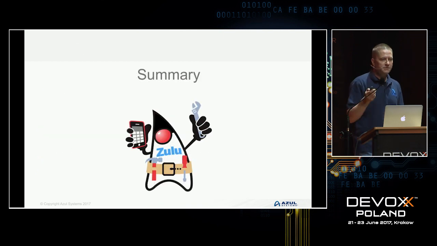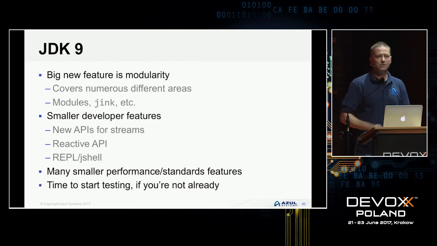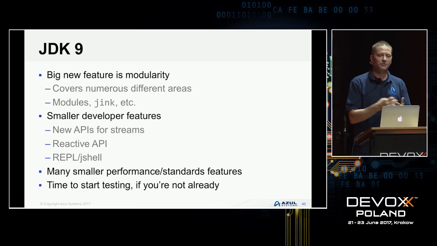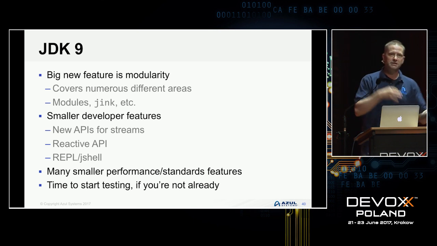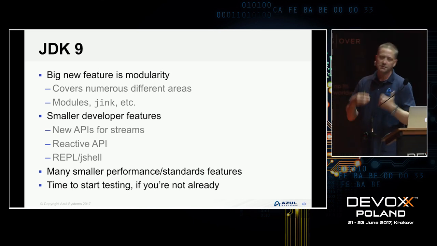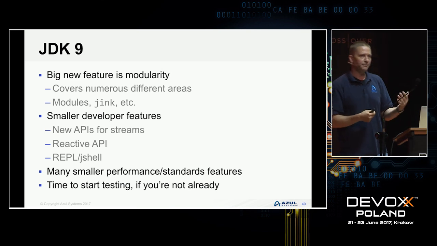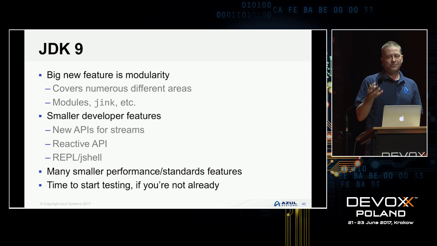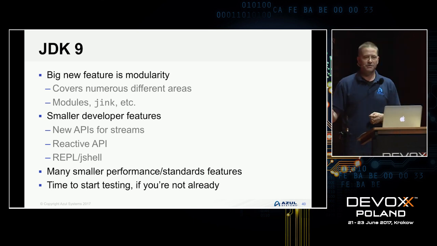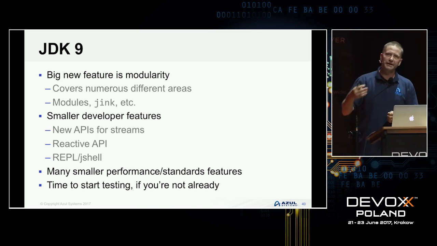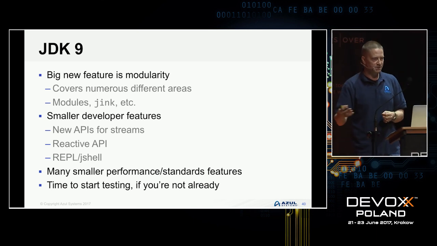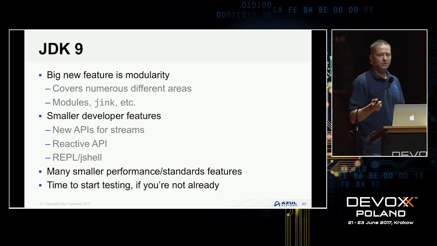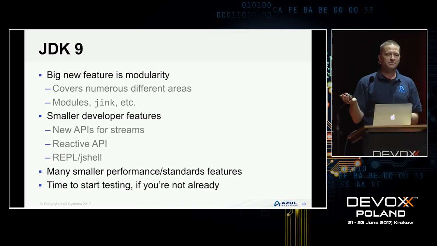Just to summarize, since I have a minute, JDK 9, the big new feature is modularity, obviously. Lots of different areas are affected by modularity, encapsulation of internal APIs, the ability to do things like jlink and so on, all these very good things. There are lots of smaller features, though, as I've been through. So things like new APIs around streams, the reactive API, some of the concurrency updates, things like that. REPL, JShell, many changes in terms of smaller performance and standards things.